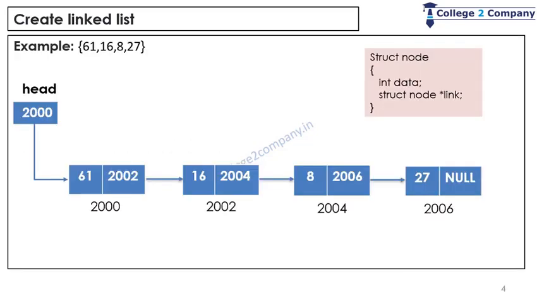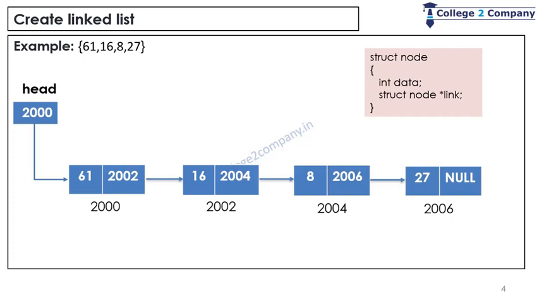This is a linked list with the given 4 elements. Before moving to the program in Code::Blocks, let us understand the steps and the logic. The linked list we create with the 4 elements: 61 is the first node value, then 16, 8 and 27. The last node's link value is null because it is the last element in the linked list.